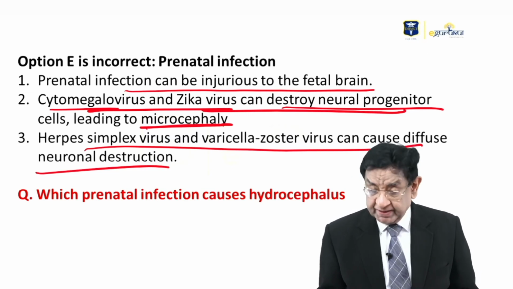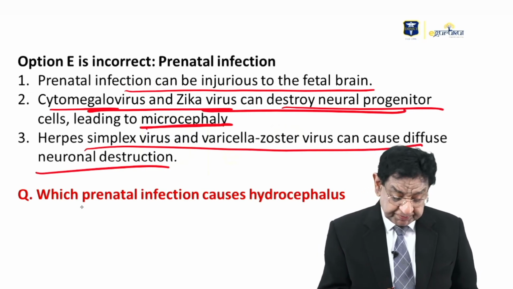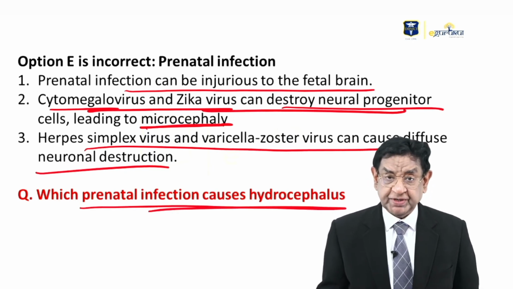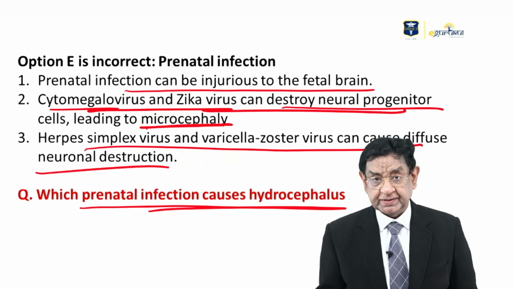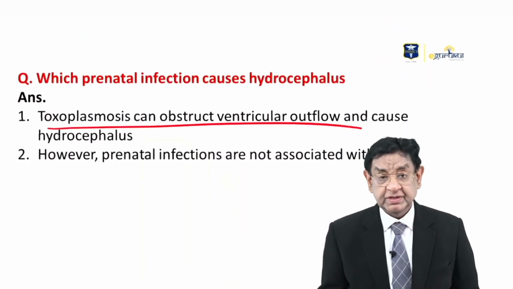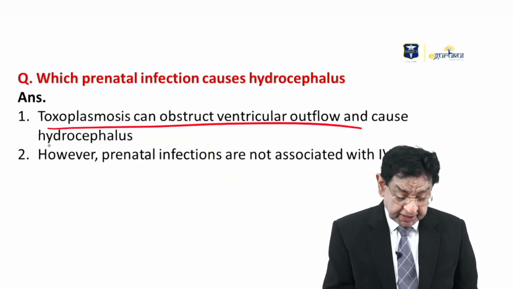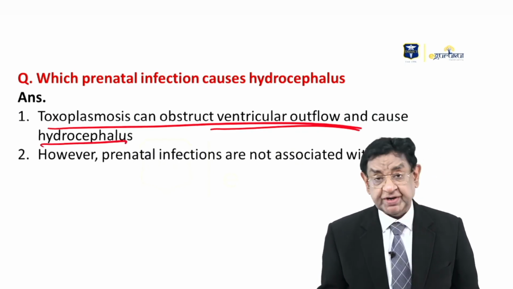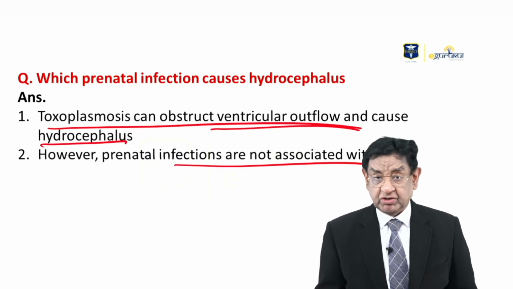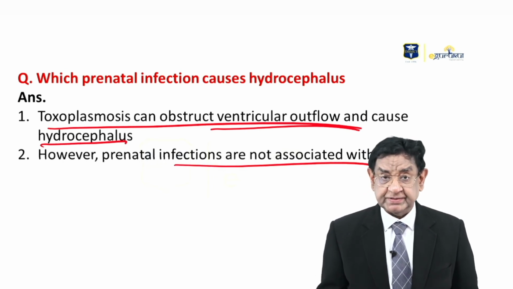And now I have a question. Which prenatal infection can lead to hydrocephalus? Stop the video, write down the answer in your copy. Toxoplasmosis can lead to hydrocephalus because it can obstruct ventricular outflow of CSF. But definitely they are usually not associated with IVH.